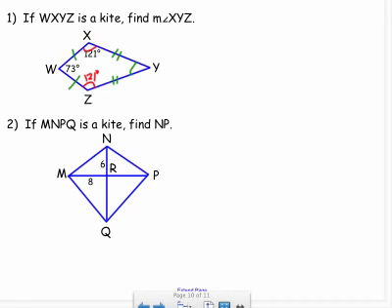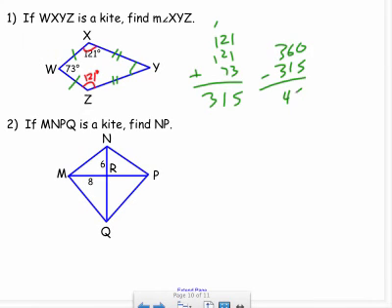Think about that property. So to find what angle Y is, or XYZ, we have to add up that 121, 121, 73. And in this case, we get 315. Subtract that from 360, which gives us 45. And that's it, right? 45 degrees, okay? Because quadrilaterals add up to 360, so you're just using information that we know about quadrilaterals, and we can solve from there.